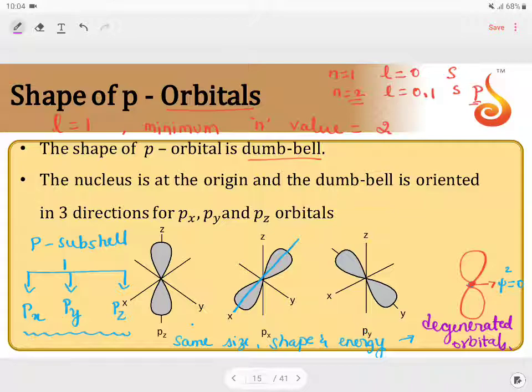And also one more important point is, when I say 2p is possible, so it starts from 2p, it can extend up to 7p: 2p, 3p, 4p, 5p, 6p and 7p. All of them are dumbbell only, but the difference is, as the n value increases, the size increases. So these are the things we should know.